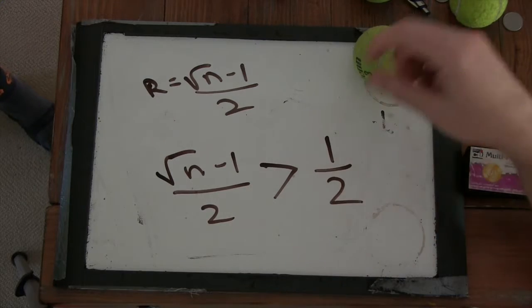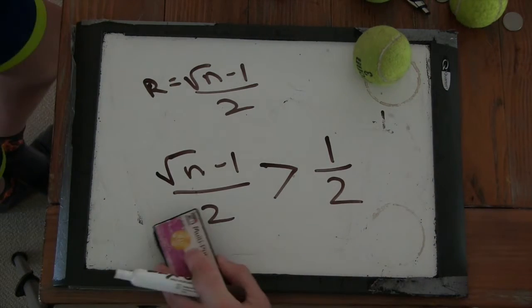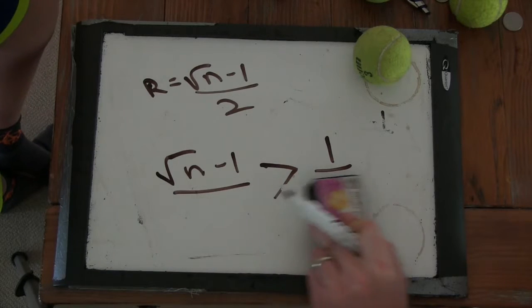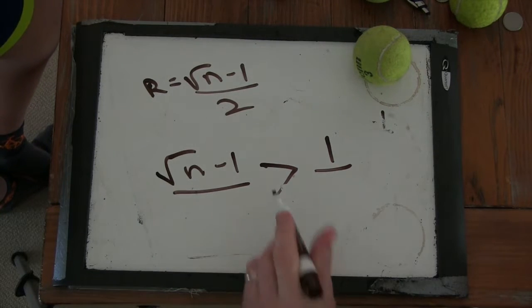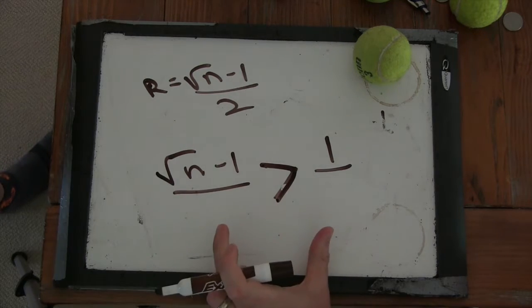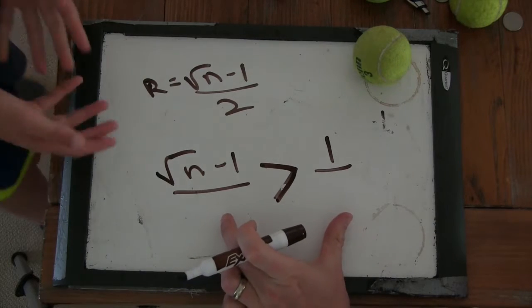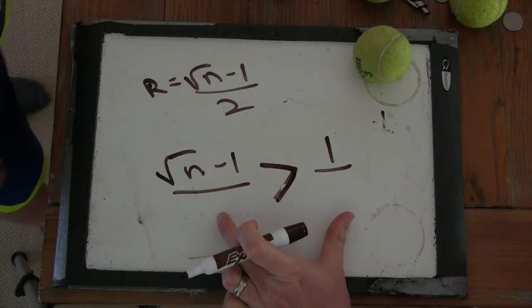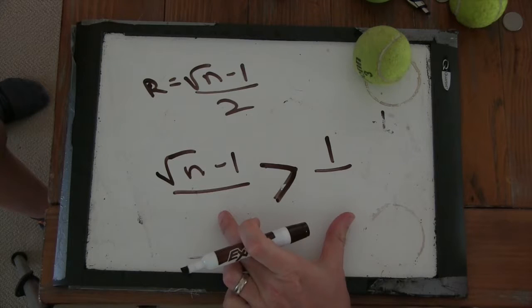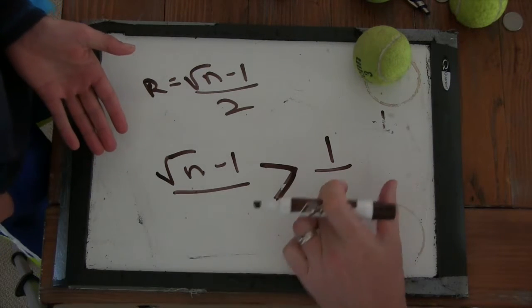What's the first thing you would do to this equation? I'd multiply by 2. Okay, so we're looking for the square root of n minus 1 being bigger than 1. Now, you always have to be careful with inequalities, because if you multiply by negative numbers, the inequality can switch around, but 2 is a nice positive number. These are all going to be positive because we're talking about dimensions and distances.